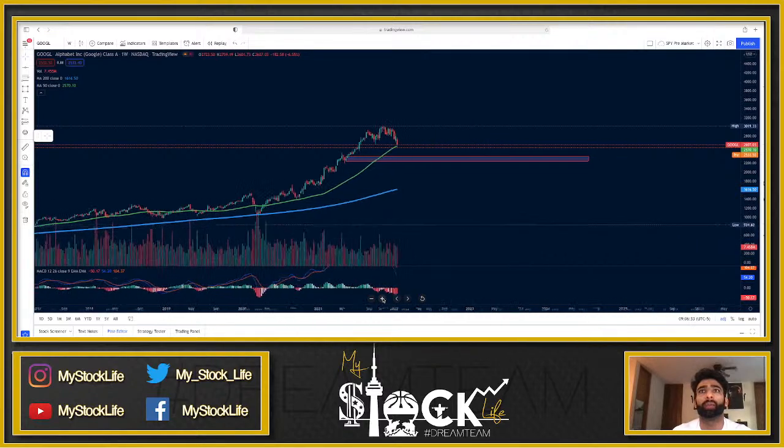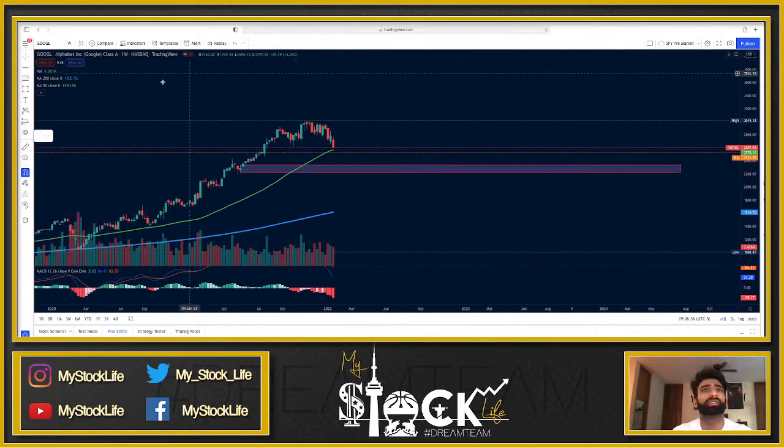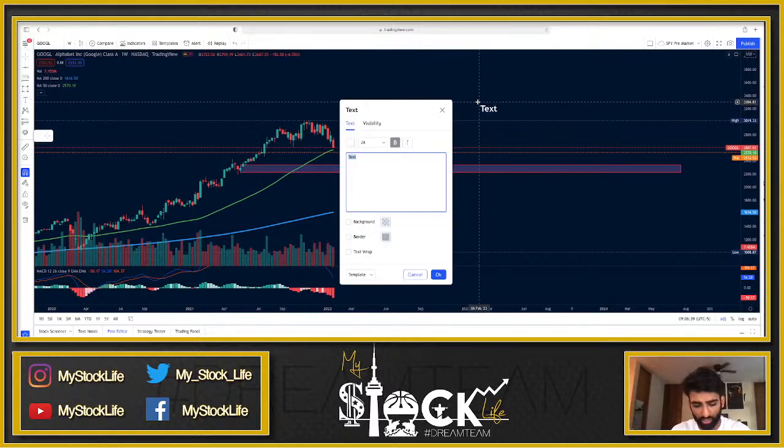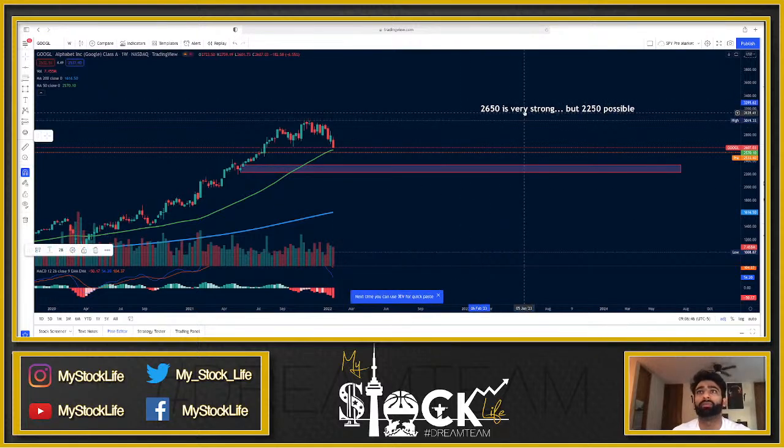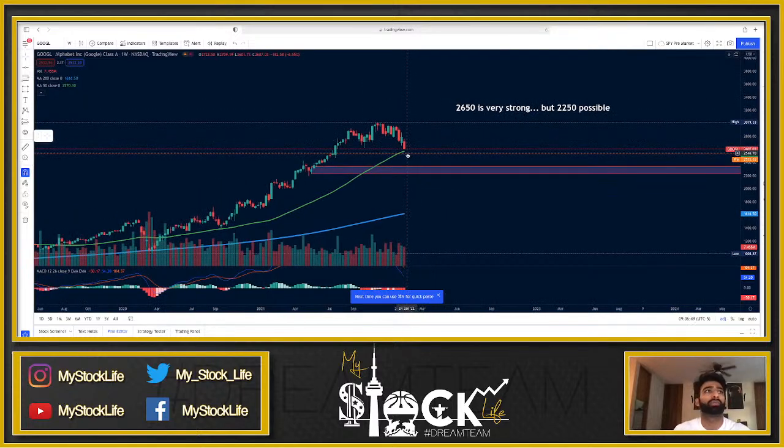There's a good chance that we might bounce off from here. 2650 is a very strong level on Google, guys. 2650 is very strong, but 2250 is possible. Many will not believe me, but 2650 is strong. We might bounce off the 50 weekly MA here. The 50 weekly MA, we're likely to bounce, go up if the market holds and reverses. If 2650 is not held, if they hold it under 2650, which is very likely now, then this stock is going to be trading at 2250 soon. So if 2650 is not recovered, it's resistance now, then 2250 is next.